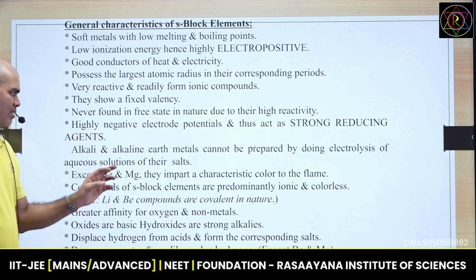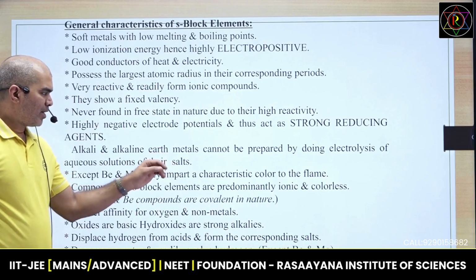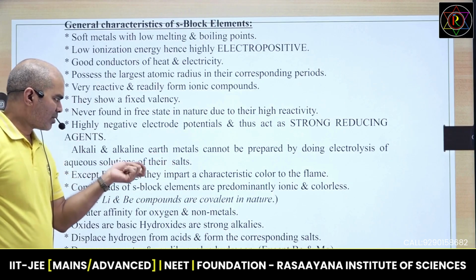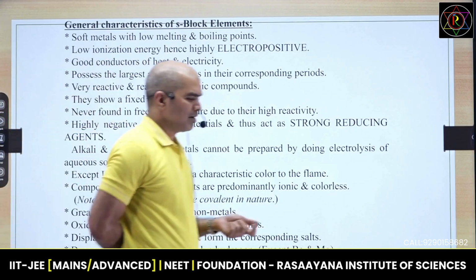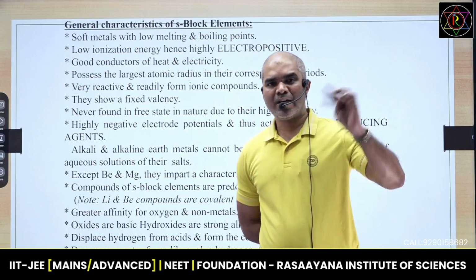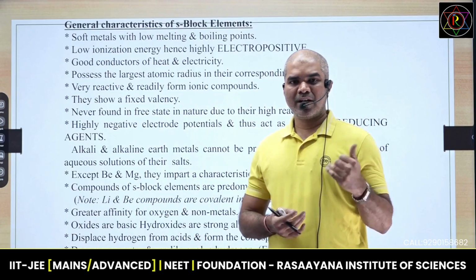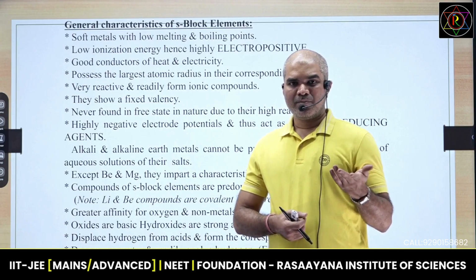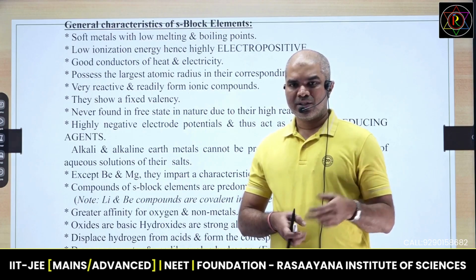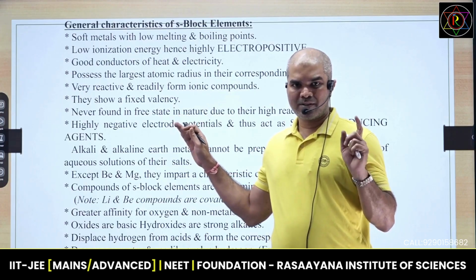Strong reducing agents. I cannot prepare alkali and alkaline earth metals by doing electrolysis of their aqueous solutions. Why can't I prepare? Because if I want to do electrolysis process, it will release hydrogen. Instead of getting sodium deposited, you will be getting hydrogen liberated, because they are so strong reducing agents. So I just cannot prepare these metals through the process of electrolysis.